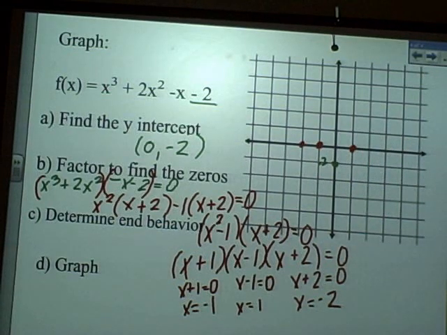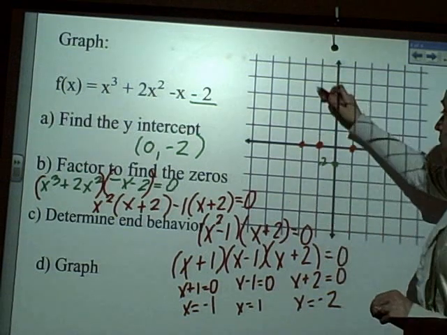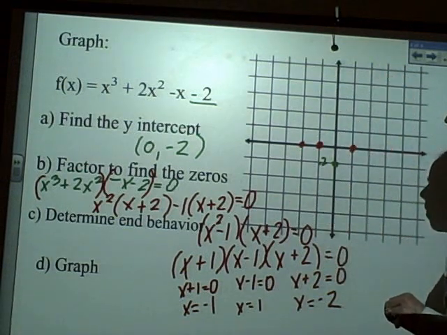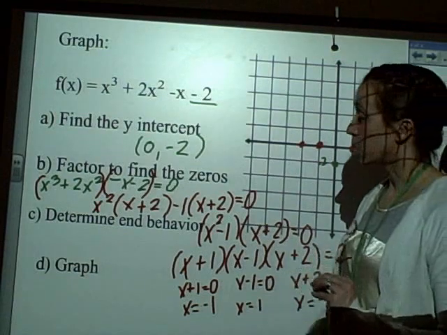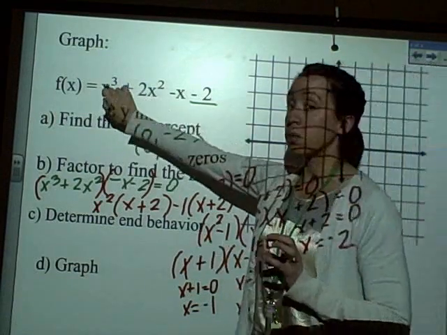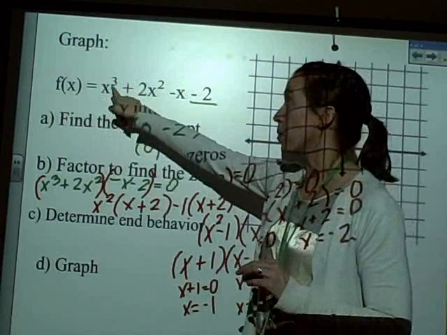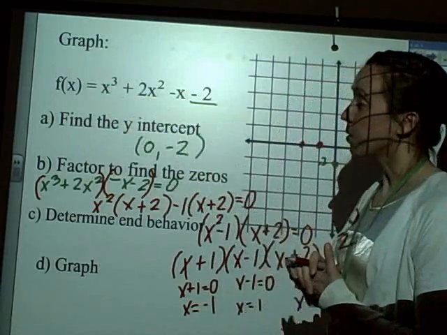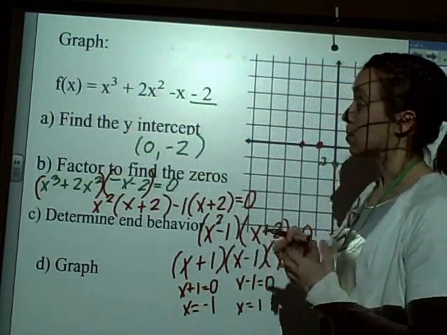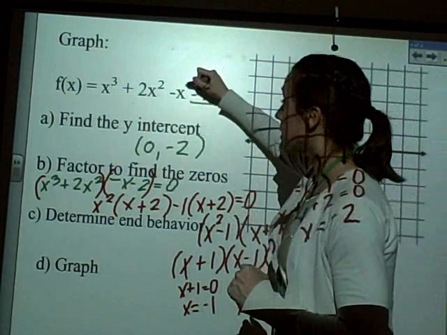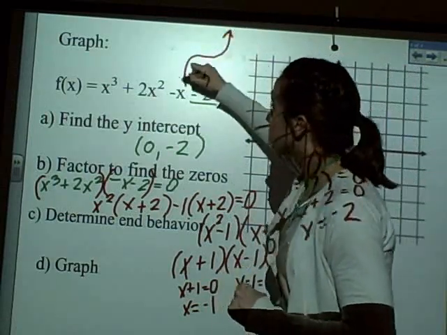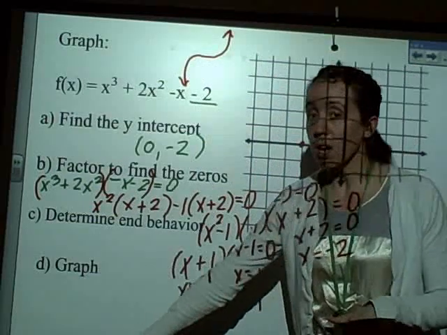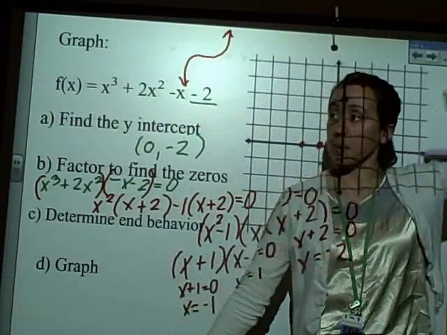Okay, so last thing is we want to determine the end behavior. This looks like it's going to be a pretty curvy graph there. I just want to notice, is my function positive or negative? I look up here and I say, okay, my coefficient in front of x to the third is a positive. So that means my function is going to be shaped something like that. It's going to start down here and end up here.